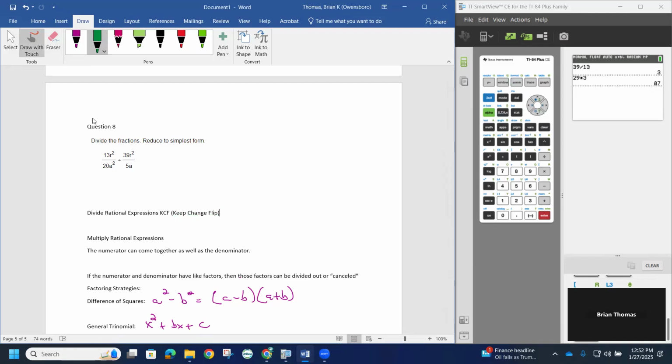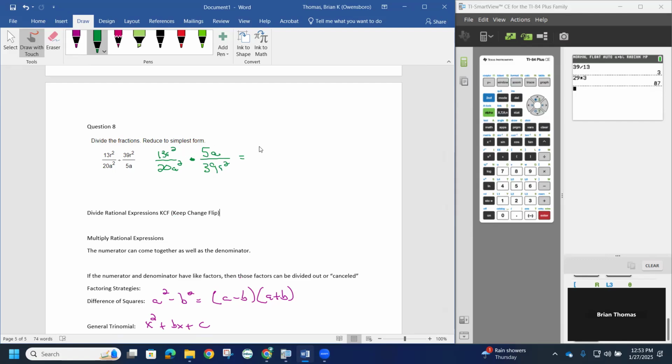So what that means to us, instead of dividing these, we're allowed to multiply by the reciprocal. So we have 13r squared over 20a squared. That's the keep part, keep the first expression. Then we change the division to multiplication because we're going to multiply by the reciprocal. The reciprocal means to flip. Take the reciprocal means to make the numerator and denominator change places. So the 5a goes to the top, the 39r squared goes to the bottom.